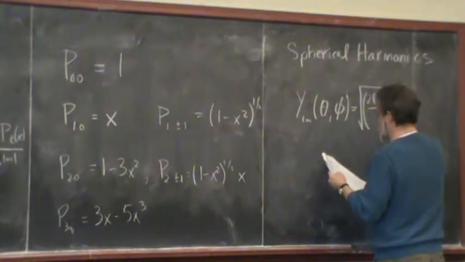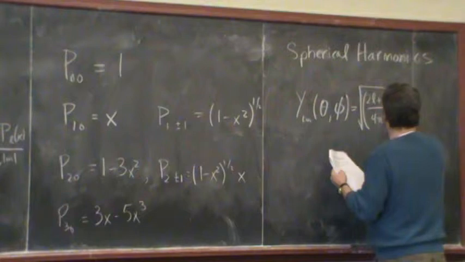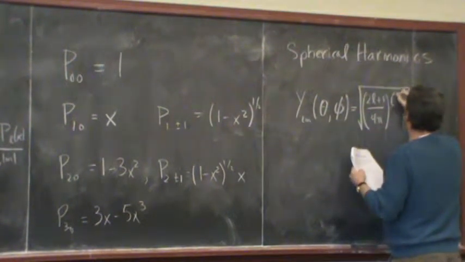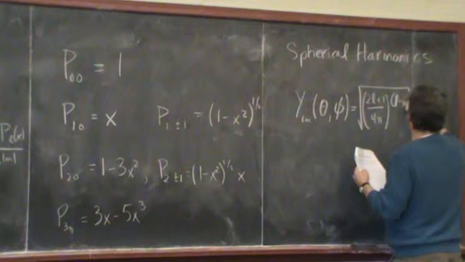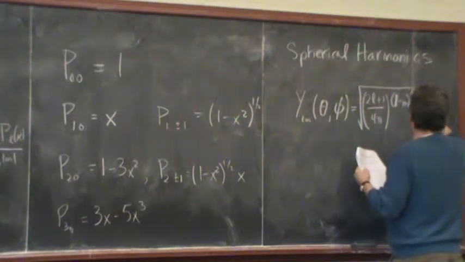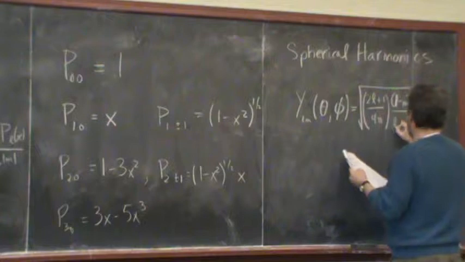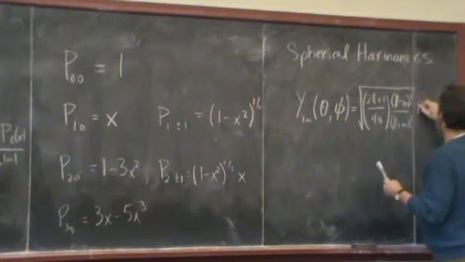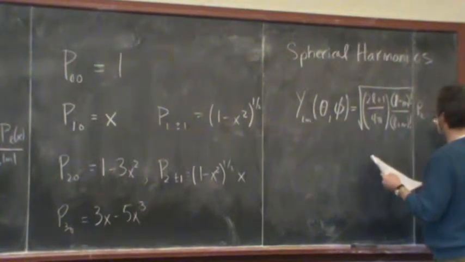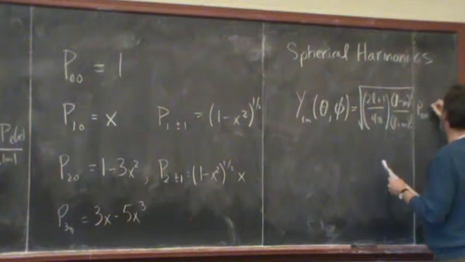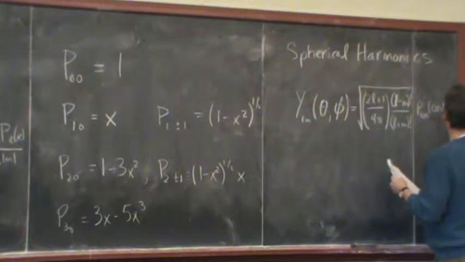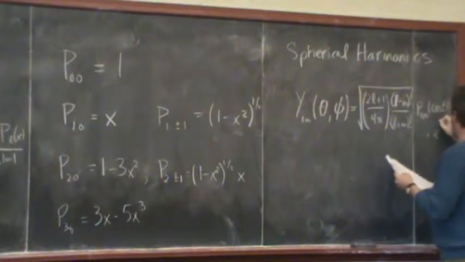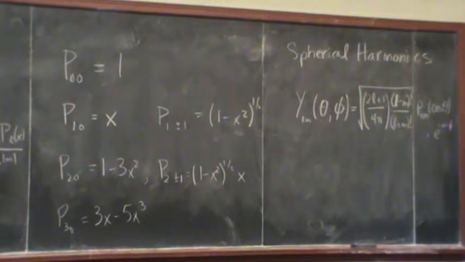2L plus 1 over 4 pi, L minus M factorial over L plus M factorial, P L M of cosine theta times e to the i m phi. Sorry, ran out of space.